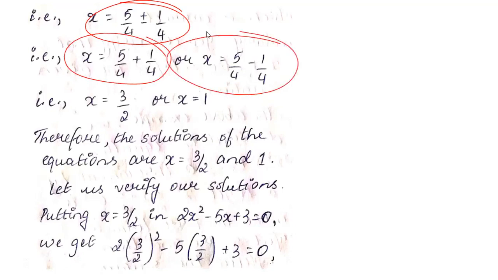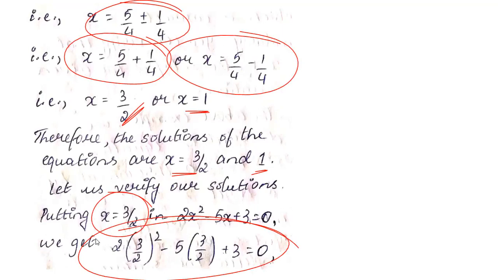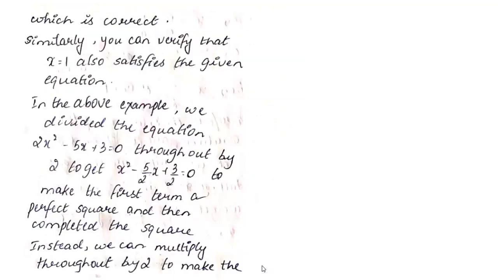So x can have the roots 3 by 2 or 1. Therefore, the solutions of the equation are x is equal to 3 by 2 or x is equal to 1. You can verify this by putting in the above equation. Verification, I'll leave that part to you since I have solved it already. You can just go through it. You put x as 3 by 2, you have to get it as 0. You put x as 1, you have to get it as 0. Which is correct. And similarly, you verify by putting x in the above example.